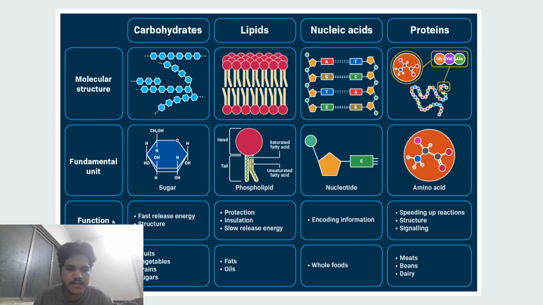To revise this again, here are the functions: fast release energy, structure. These are the functions of carbohydrates. Lipids have the function of protection, insulation, and slow release of energy. Nucleic acids encode information in the form of nucleotides. Proteins have the function of speeding up reactions, enzyme catalysis, forming different structures, and signaling for the release of different sorts of enzymes. The sources of each of these biomolecules is mentioned.